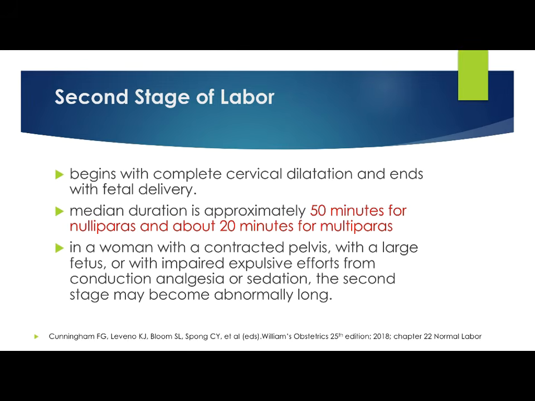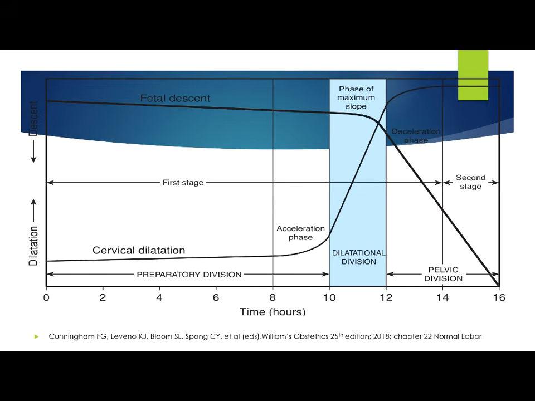The median duration for the second stage of labor is approximately 50 minutes for nulliparous and about 20 minutes for multiparous. In a woman with contracted pelvis, with a large fetus, or with impaired expulsive efforts from conduction analgesia or sedation, the second stage of labor may become abnormally long.